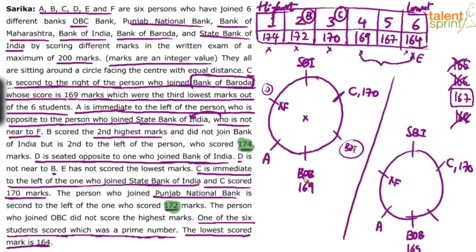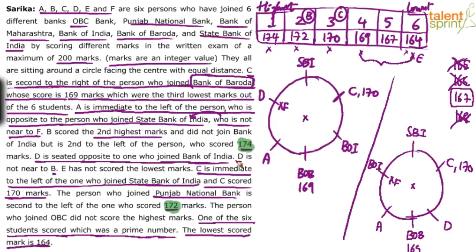So now what we will do is, let's assume that in one case D is here, the other case D is here. So D comes here and this will be Bank of India. Then in the previous case, we can fix D and Bank of India accordingly, right? So D is here and Bank of India is here. Let's see what happens. So this point is done. D seated opposite to the one who joined Bank of India.